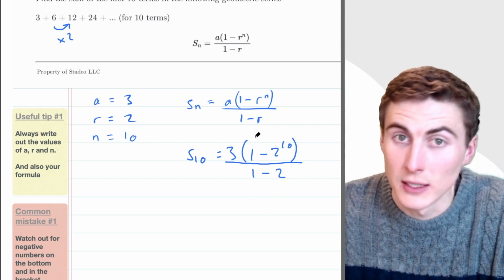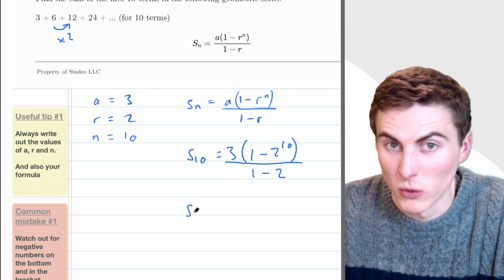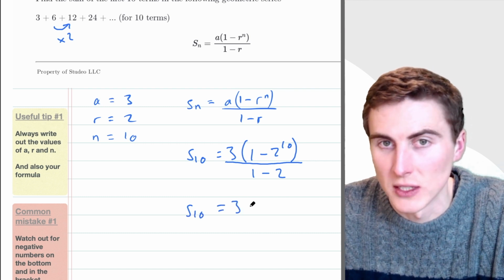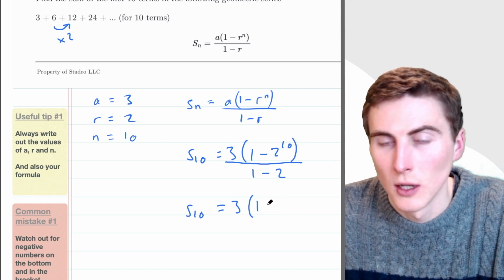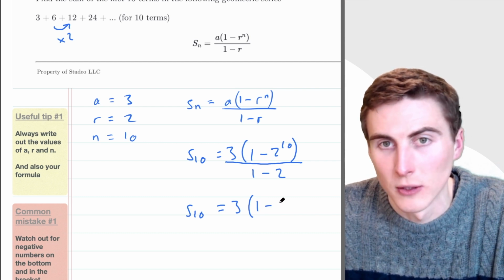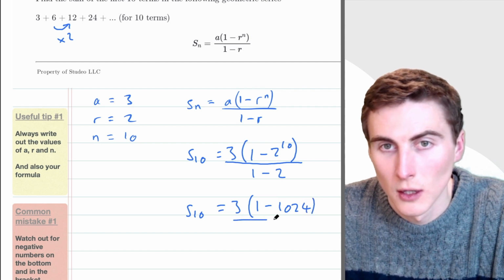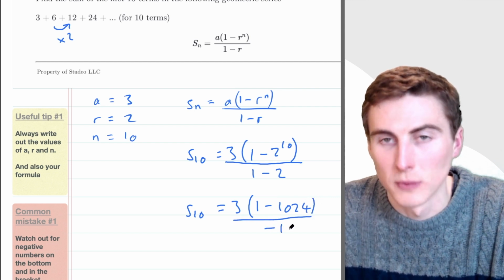So that could go directly into the calculator, or if we wanted to, we could simplify it down a little bit more first. To be honest, it's probably easier just to put it straight into the calculator. But if we did simplify it down, it would be like this, and then minus 1 on the bottom.